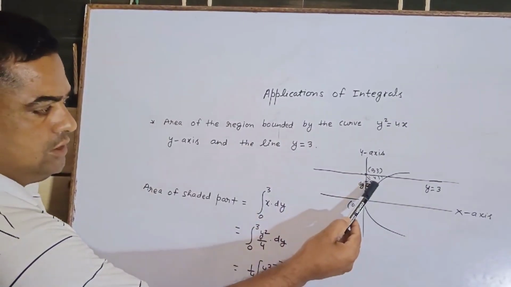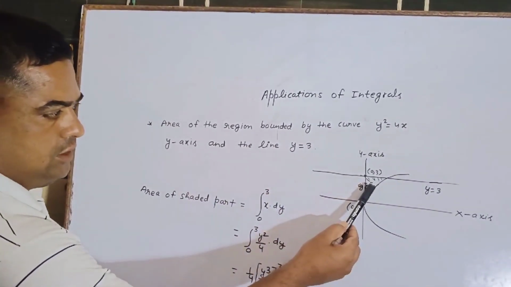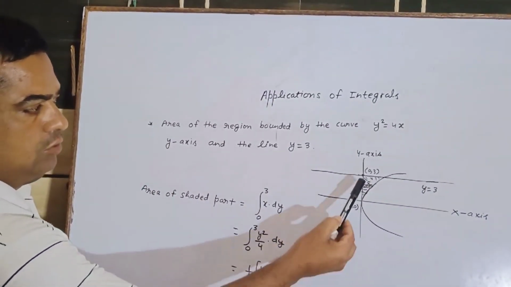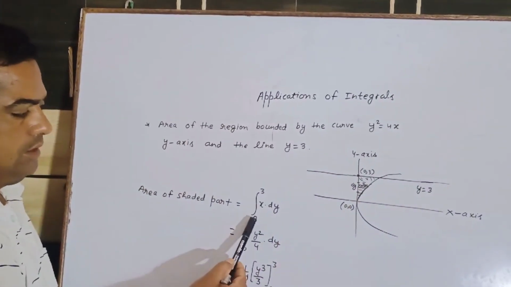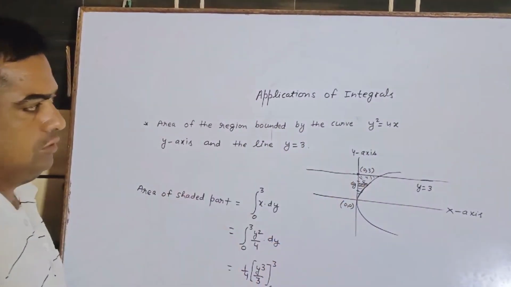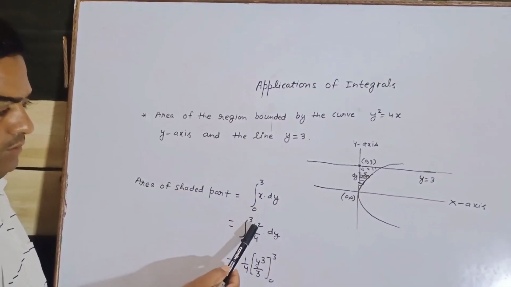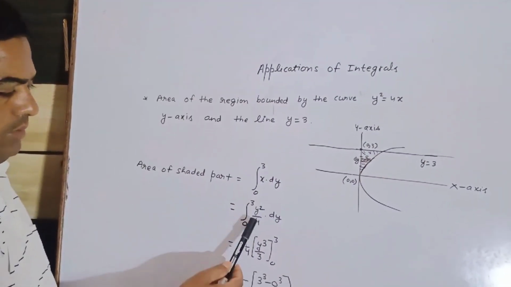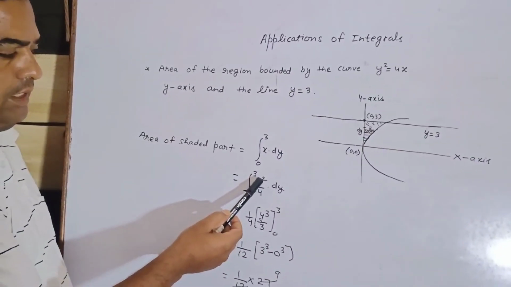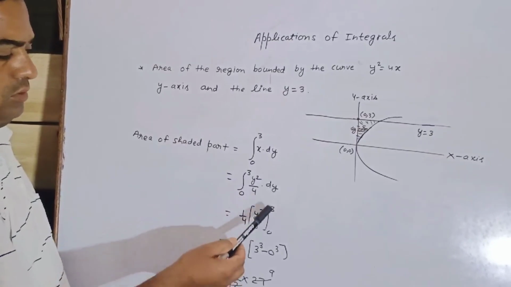We are cutting one strip on the y-axis. This is dy and this is x. So the area of this strip will be x into dy, and we are taking limits 0 to 3. Now from the equation of the parabola, we find the value of x. x will be y square upon 4. We put x equals y square by 4. 1 by 4 we take outside the integral. The integral of y square will be y cube upon 3, and limits are 0 to 3.